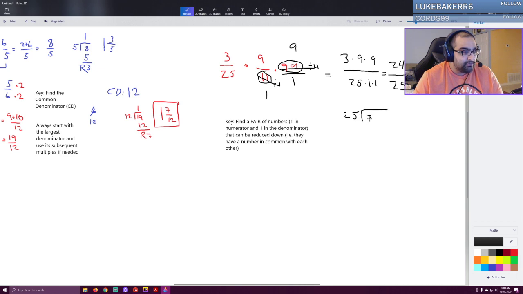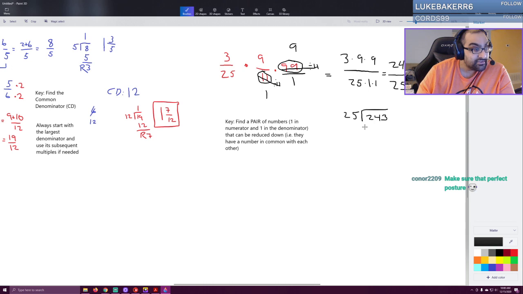We'll take the 243. Oh, thank you, Connor. Sitting a little low there. Appreciate that. Make sure, perfect posture. You're right. I have this lumbar pillow, and it works wonders.